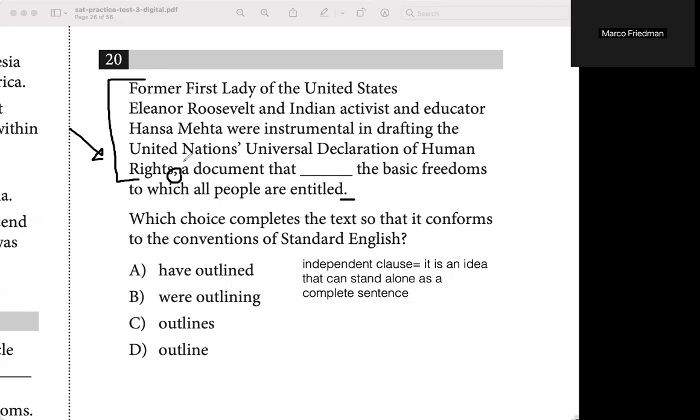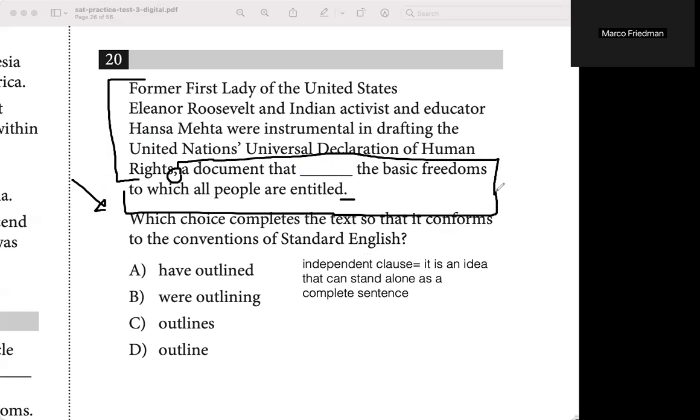So, a document, let me get the arrow, a document that blank the basic freedoms to which all people are entitled. Okay, I don't want to put a verb here. Just imagine I said a verb, because if I add a random verb, it might give away the answer to the question. So if I said this to you out of nowhere, you'd be like, what? That makes no sense. What are you talking about? It wouldn't be clear what I'm referencing, right?